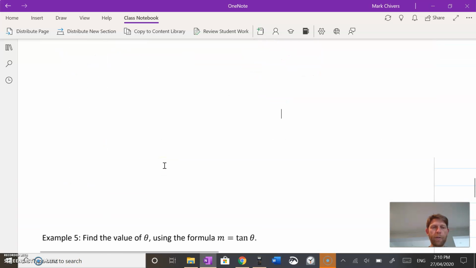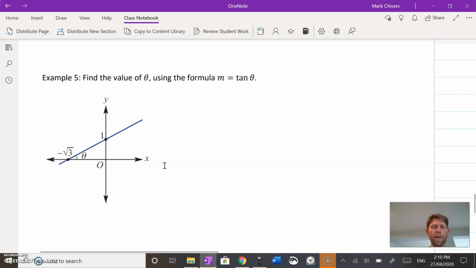And our final example here is find the value of theta using the formula m equals tan theta. So m being the gradient, remember rise over run, we did this when we did a bit of linear algebra. I think I've done that with you guys. If not, you would have done it in year 9. So in this particular case, this is our rise here. This is our run here. And remember that m equals the rise over the run.